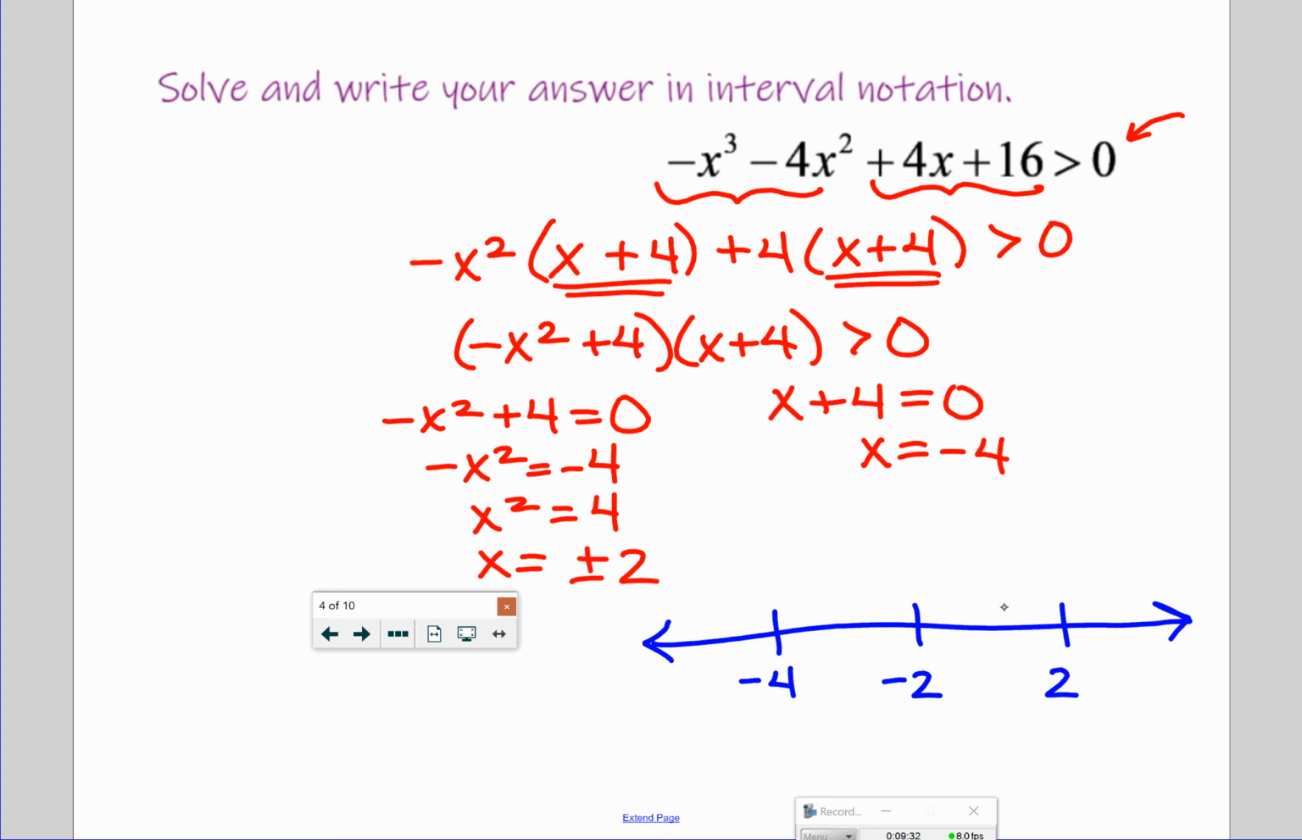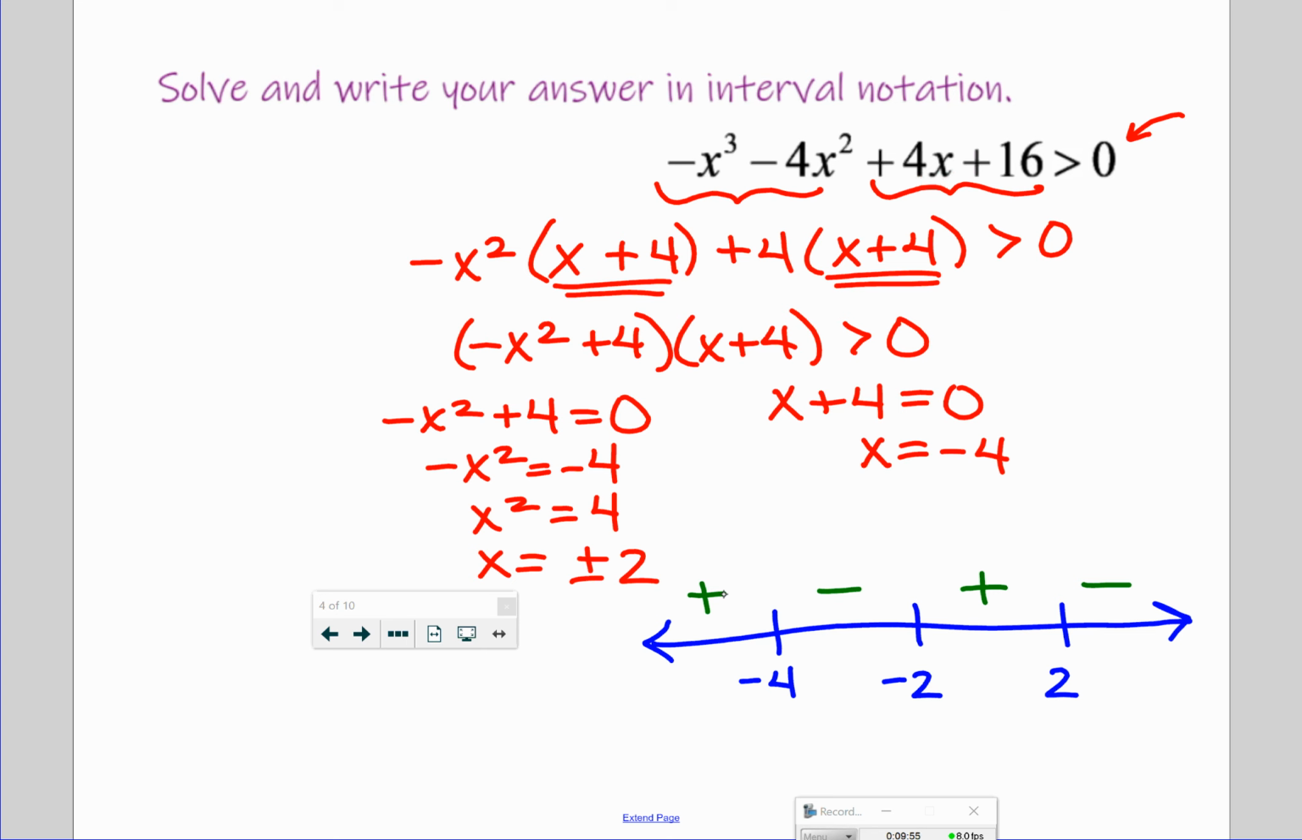If you plug in, let's say I plug in 0, I'm going to get 16. That's a quick one. So that gives me a positive number. And you're going to notice that this one will alternate sign when you test some other points. So like you could plug in negative 3, you'll see your y value is negative. If you plugged in positive 3, your y value is negative. If you plugged in negative 5, your y value would be positive. But any numbers there would work.